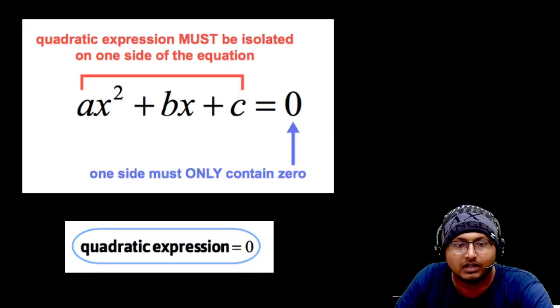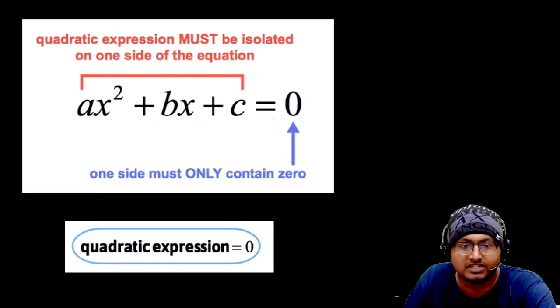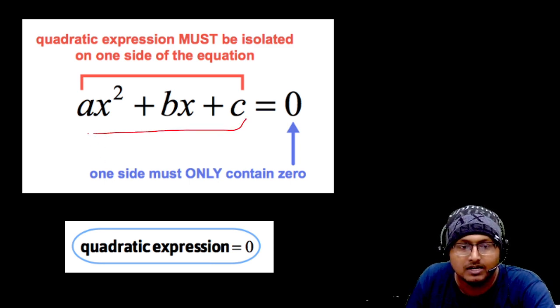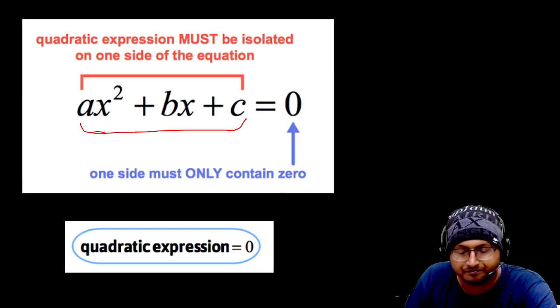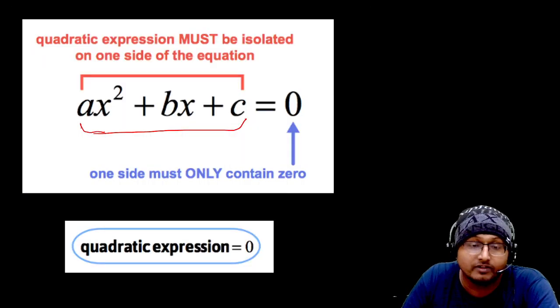Okay, so as this is a representation of the general form of a quadratic equation, like ax square plus bx plus c equal to 0, one side must only contain 0. This is called a quadratic expression, and this quadratic expression must be equated with 0, meaning one side should contain 0, then it is called a quadratic equation. So now how to find the roots of the quadratic equation?